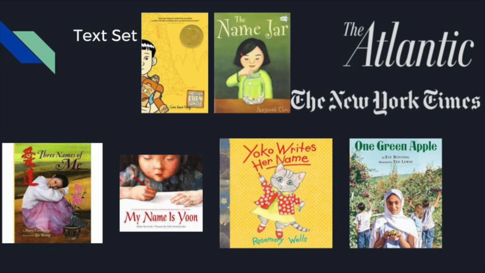I'm also going to be incorporating 5 different picture books into the unit, all of which center around the theme of a new student coming to an American school from a different culture. Those books are The Name Jar, My Name is Yoon, One Green Apple, 3 Names of Me, and Yoko Writes Her Name. I have also incorporated 2 news articles into this multi-genre study. The first is a New York Times article called Where Education and Assimilation Collide, and the second is an article from The Atlantic called Bilingualism: When Education and Assimilation Clash. Both articles talk about how the American education system approaches helping new students who are coming to American schools for the first time.